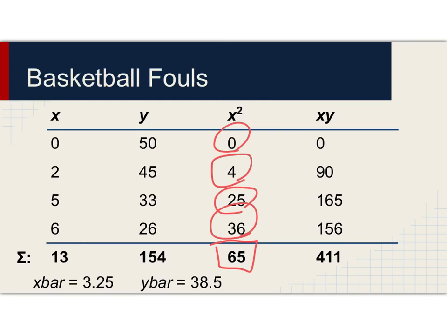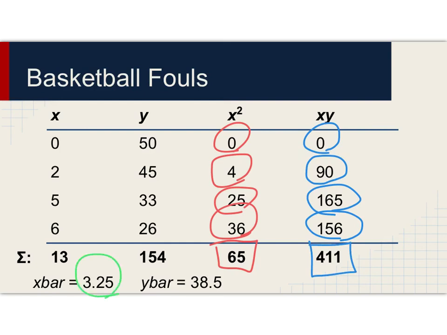The products xy, 0 times 50 is 0. 2 times 45 is 90. 5 times 33 is 165. 6 times 26 is 156. And they add together to make 411. It's useful to know that the x bar value is 3.25, 13 divided by 4, and that the y bar value is 38.5, 154 divided by 4.